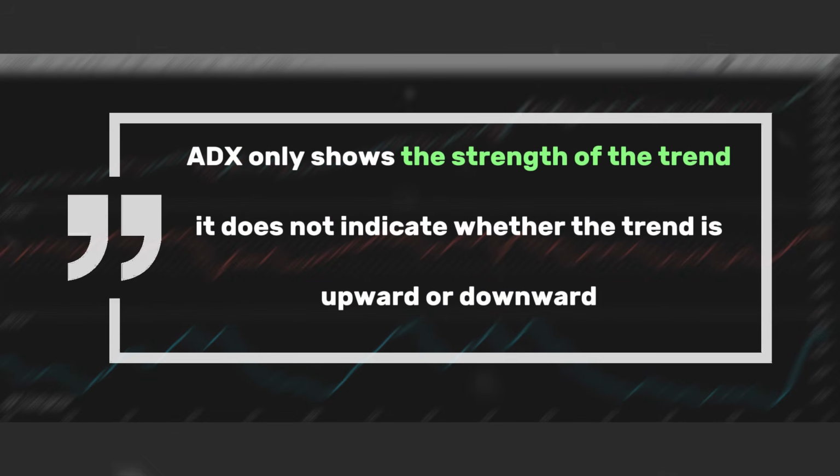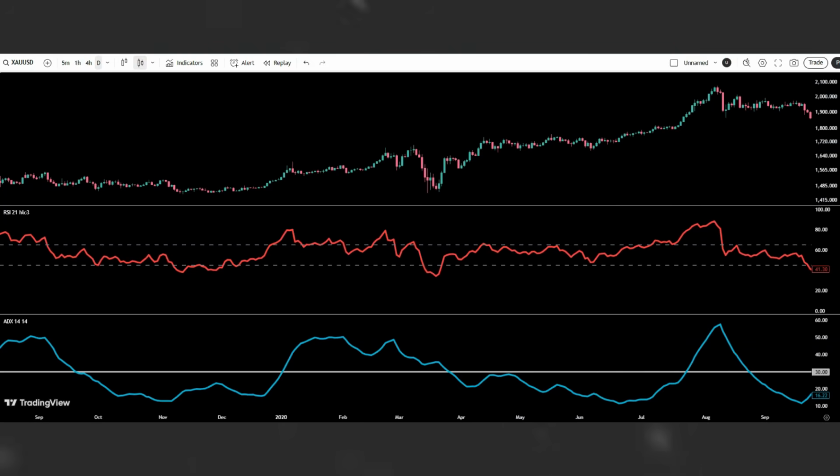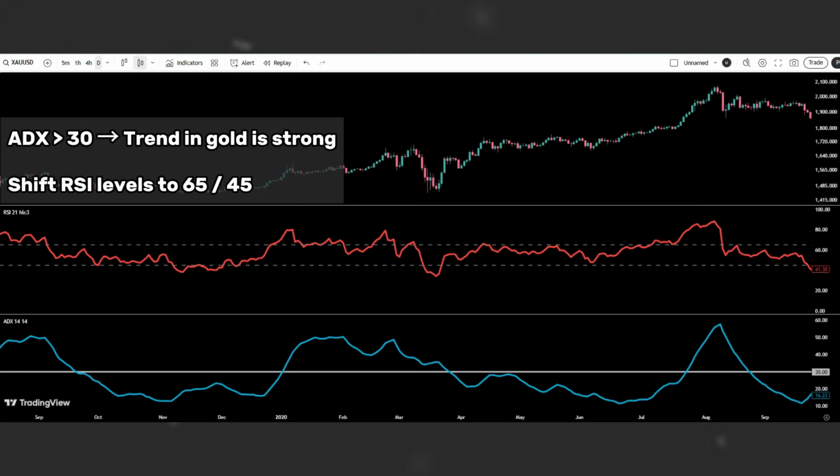Keep in mind, ADX only shows the strength of the trend. It doesn't indicate whether the trend is upward or downward. When ADX is above 30 in gold, we can confidently say the trend is strong. In this case, we shift RSI levels to 65 and 45, so RSI aligns with the main move and helps us avoid exiting too early or entering on minor pullbacks.